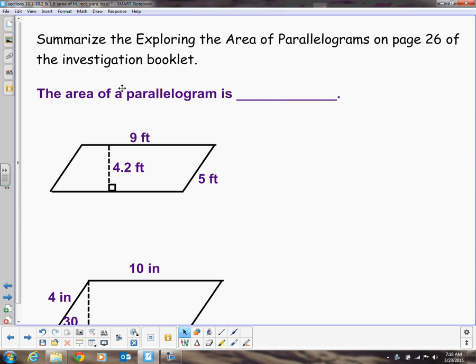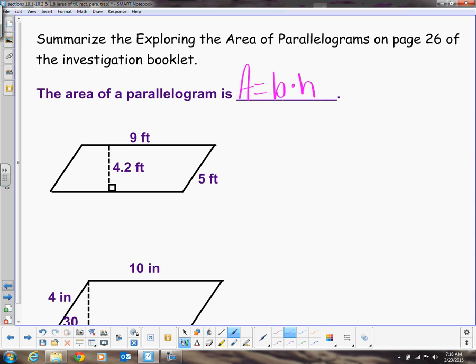What did you all discover about the area of a parallelogram formula? What is it? It is base times height. What's the relationship between any base and height, Kayla? Excellent. What's the relationship between any base and height, Travis? Perpendicular. All right.